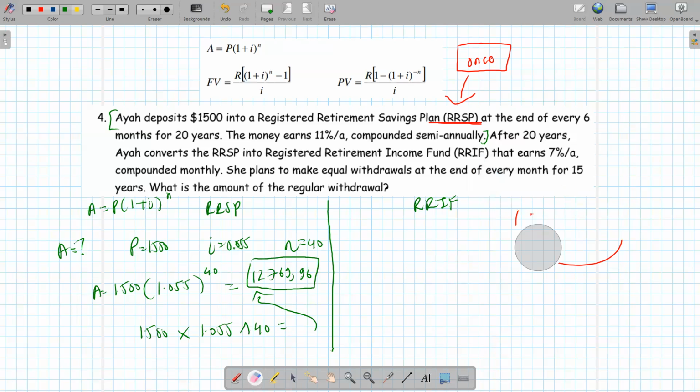We know this RRIF thing pays you monthly. So is this a future value question or a present value question? Anything that pays monthly becomes an annuity, okay? PV or FV up there, so which one is this? After 20 years, he wants to be able to withdraw every month. Is that present value? Yeah, it is. It is a present value question.